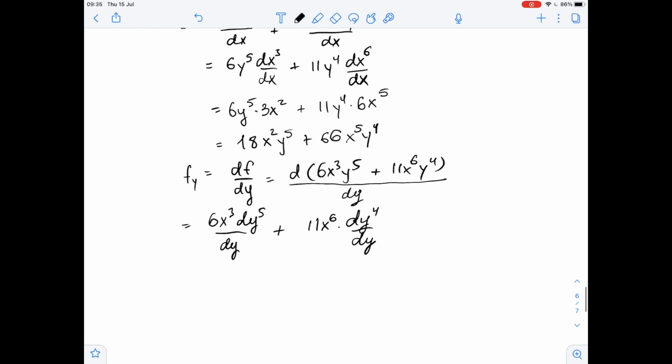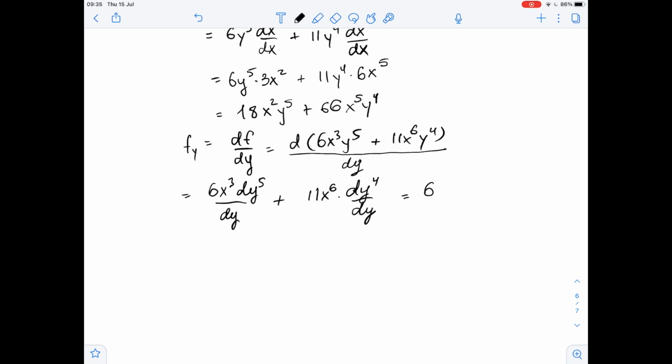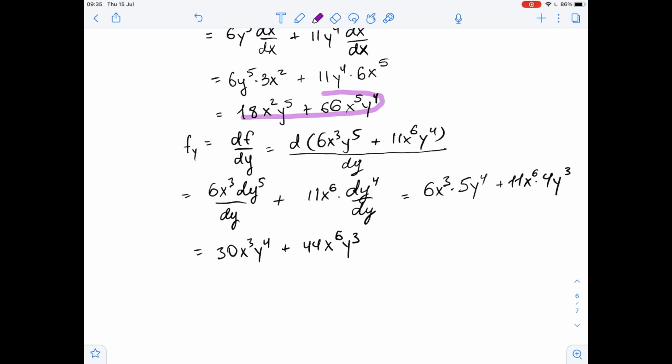Then we get that this equals 6 times x cubed times 5y to the 4th power plus 11x to the 6th power times 4y cubed. Let's simplify it. We get 30x to the 3rd power times y to the 4th power plus 44x to the 6th power times y cubed. So these are the values of the first partial derivatives: f_x is right here and f_y is right here.